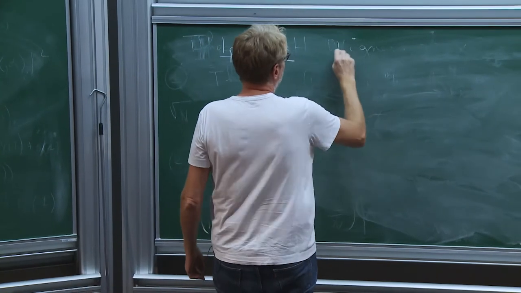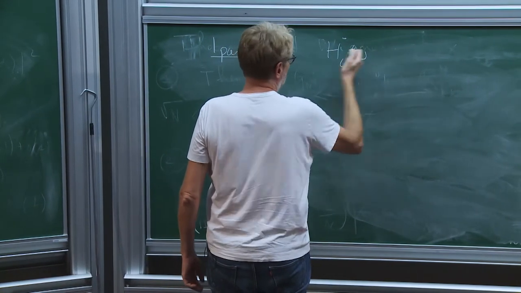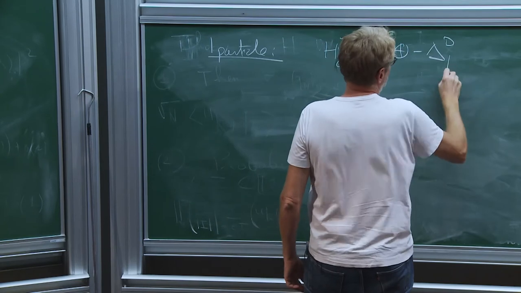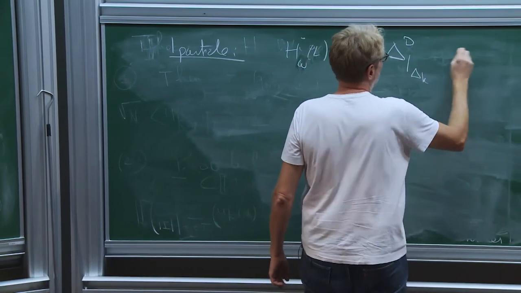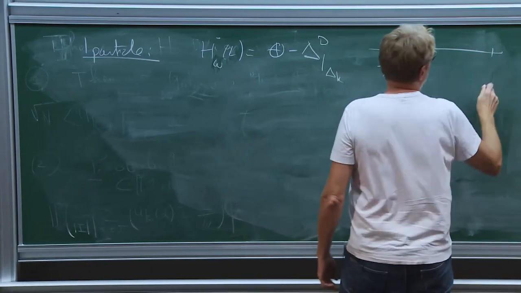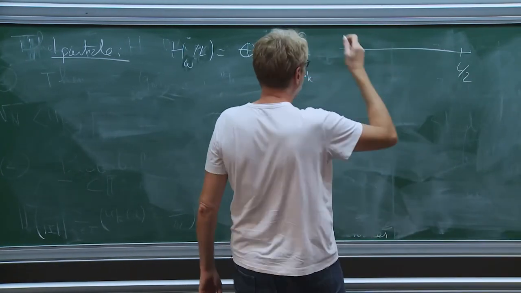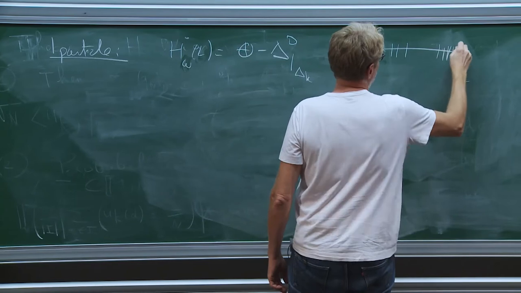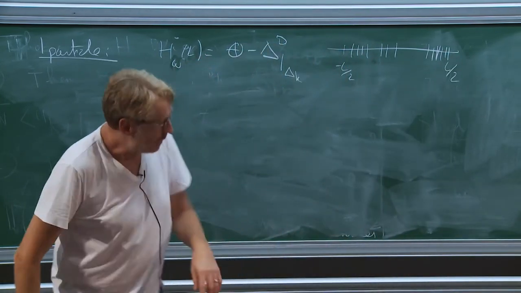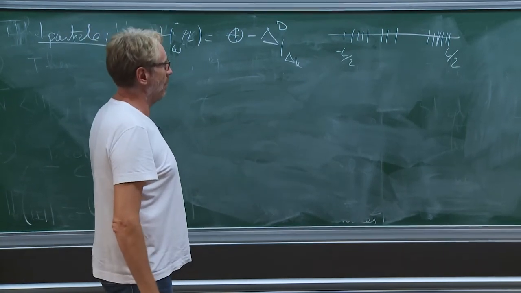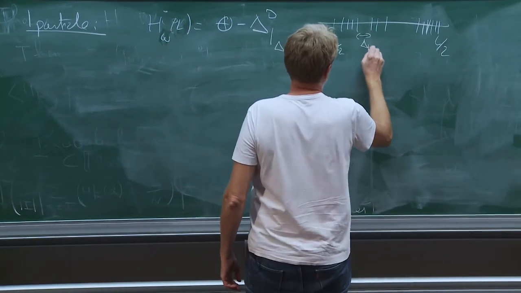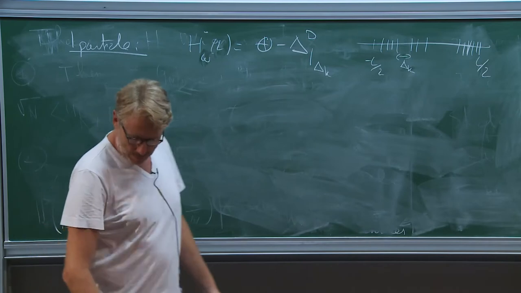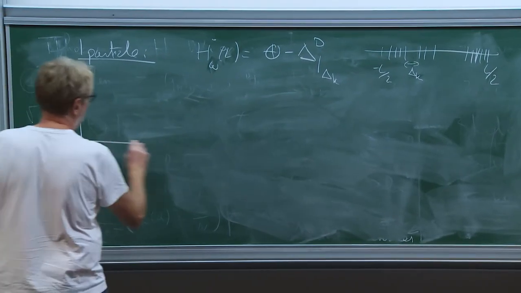This is a direct sum of minus Laplacian with Dirichlet boundary conditions on some intervals Delta k. The intervals are essentially you take the interval minus L over 2, L over 2, and you partition it using the support of some random Poisson measure, the points of this Poisson measure that fall within this interval. So these are the Delta k's.